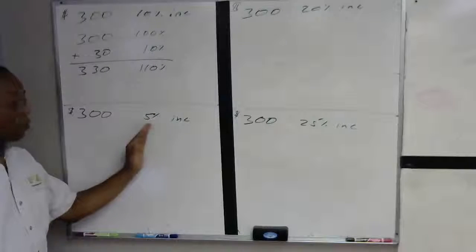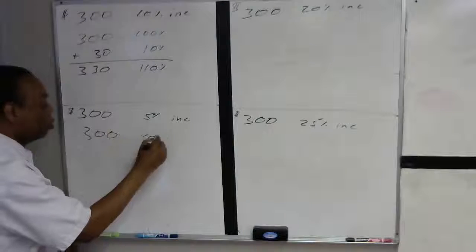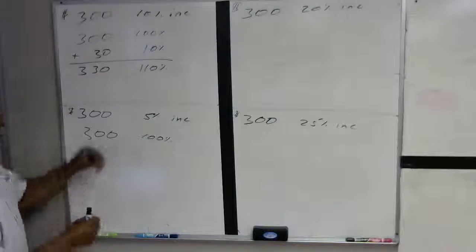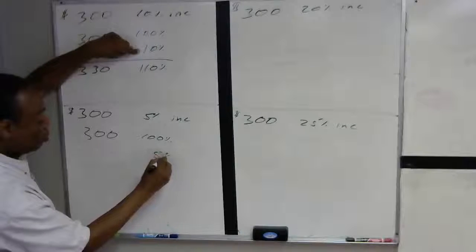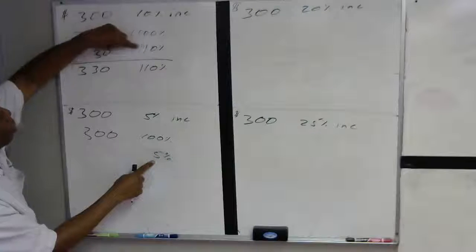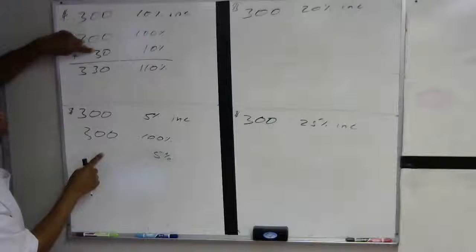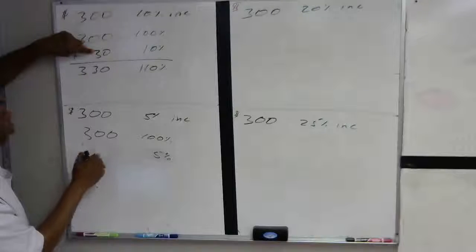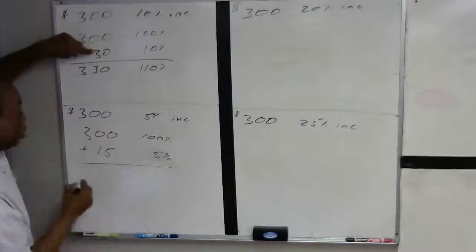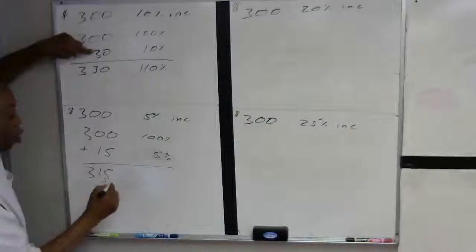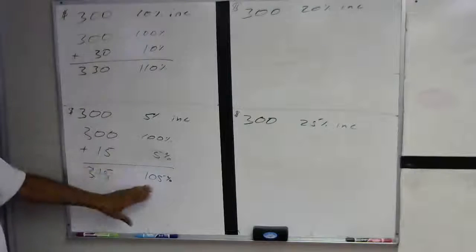Now, let's get 5% increase. Let's see, 300 represents 100% of the amount. Well, to find 5%, we look at the 10%. 10% is represented by 30. So 5% will be represented by half of 30, or half of the 10% amount. So half of 30 would be 15. So we're going to increase this by 15. This will give us 315, which represents 105%. That's your 5% increase.